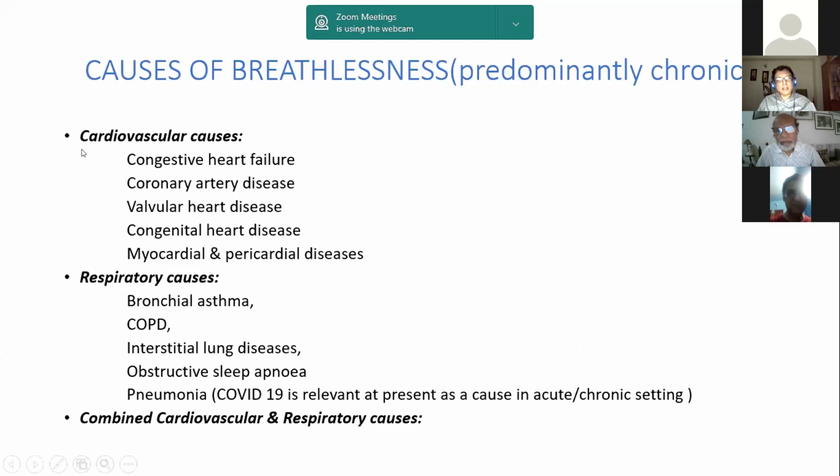And then if we come to the systemic causes, among the cardiovascular causes, we are much more concerned with congestive heart failure, because breathlessness is a cardinal symptom of congestive heart failure. It can also be caused by coronary heart disease, valvular heart disease, congenital heart disease, myocardial and pericardial disease. And among the respiratory causes, nowadays COVID-19 infection is at the top of the agenda. It is a part of atypical pneumonia, and the other diseases which are predominantly evaluated include bronchial asthma, COPD, interstitial lung disease, obstructive sleep apnea. And as I already mentioned, there are some overlaps in many patients between the two systems.